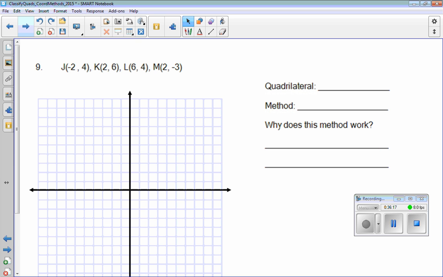Negative 2, 4, 2, 6, 6, 4, and 2, negative 3. What kind of a quadrilateral does this look like? You're going to have to do this in your homework. You're going to have a couple that you're going to need to graph and figure out what kind of quadrilateral it is. Okay? So let's do that. Let's graph it first and make a decision. What does it look like to you?